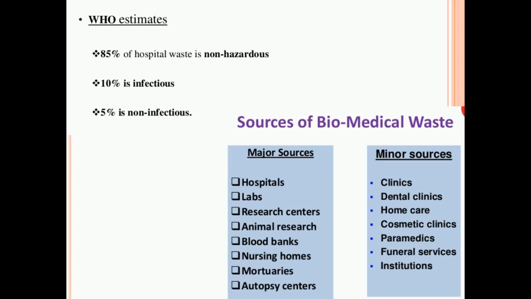Coming to the sources of biomedical waste, there are some major sources and minor sources. Among the major sources, you can see hospitals, labs, research centers, animal research centers, blood banks, nursing homes, mortuaries and autopsy centers. These are the major sources which produce a lot of biomedical waste. Coming to the minor sources, we have clinics, home care systems, cosmetic clinics, paramedical systems, funeral services and institutions. These are where you get some minor sources of biomedical waste. But the most important thing is the major sources.